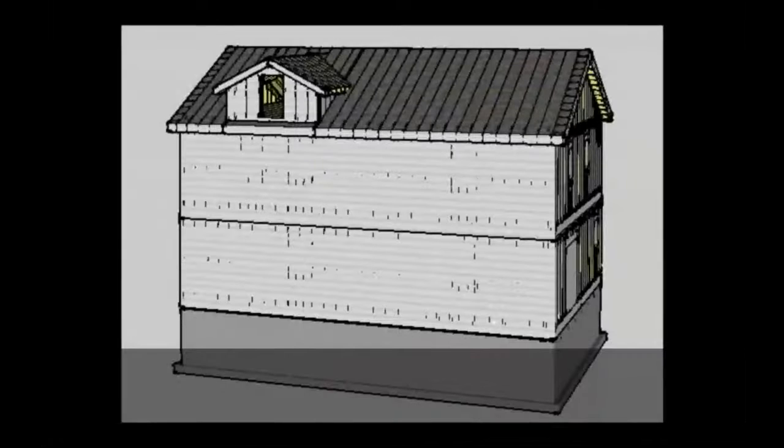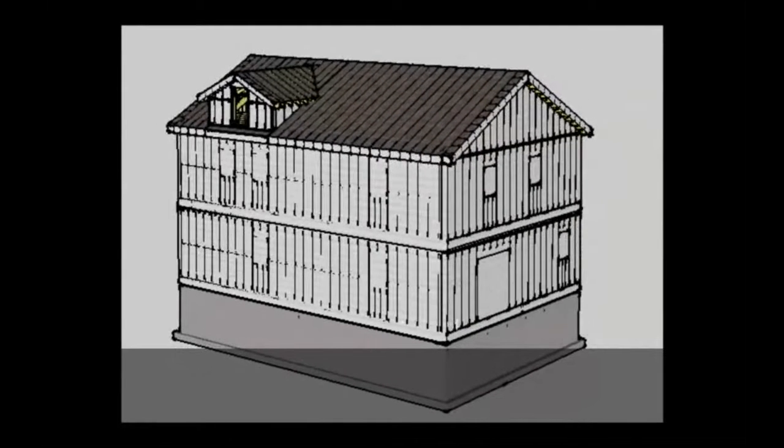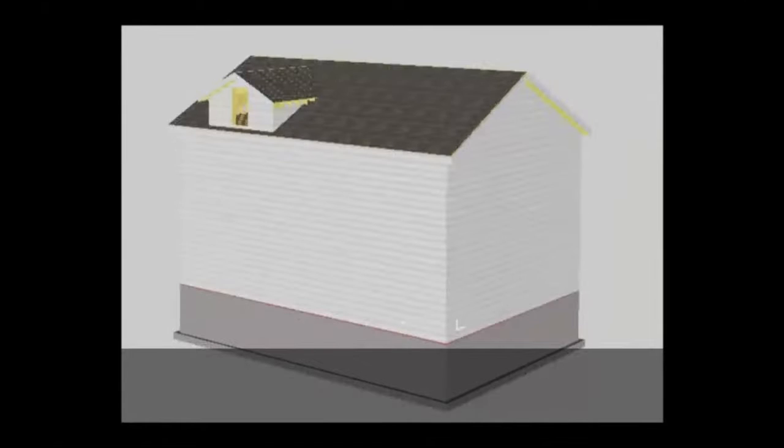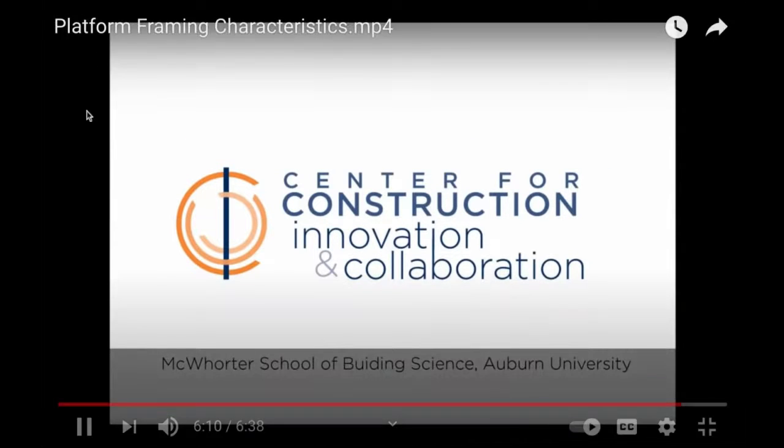Now the walls can either be sheathed after they're all permanently in place or while you're framing them on the platform. There's advantages and disadvantages to both, and I'll leave that for you to think about on your own. Okay, so that was platform framing.